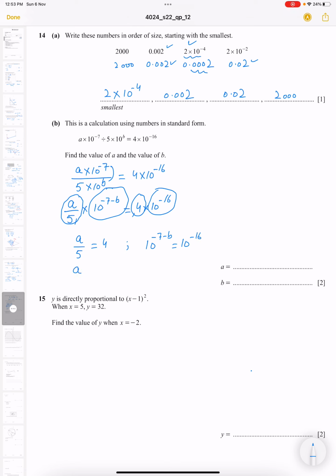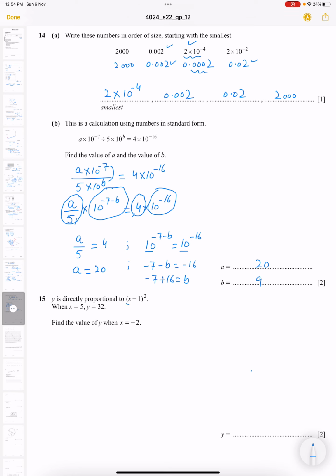Now here we get A is equal to 20, and since the bases are both 10, when bases are same we can put powers equal, so minus 7 minus B is equal to minus 16. So we get minus 7 plus 16 is equal to B, which is 9. So A is equal to 20, B is equal to 9 is the final answer. Now let's move to the last question of today's video.